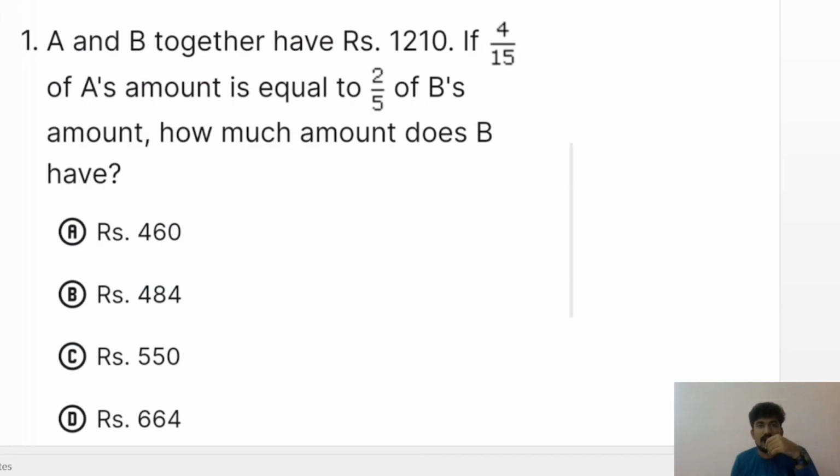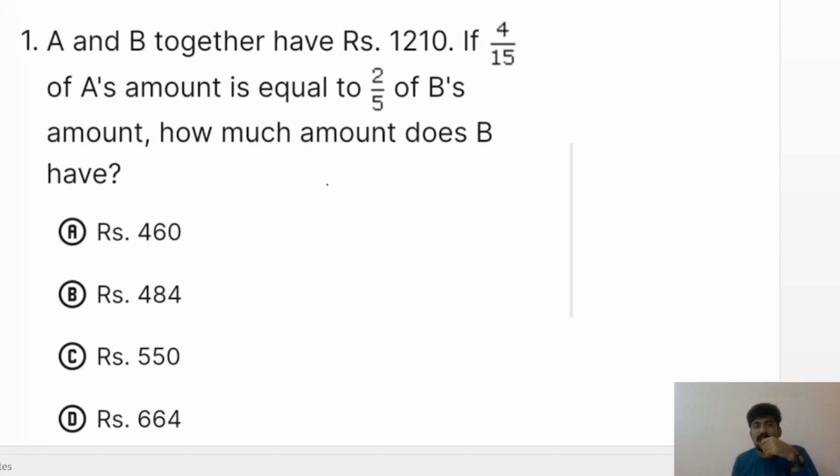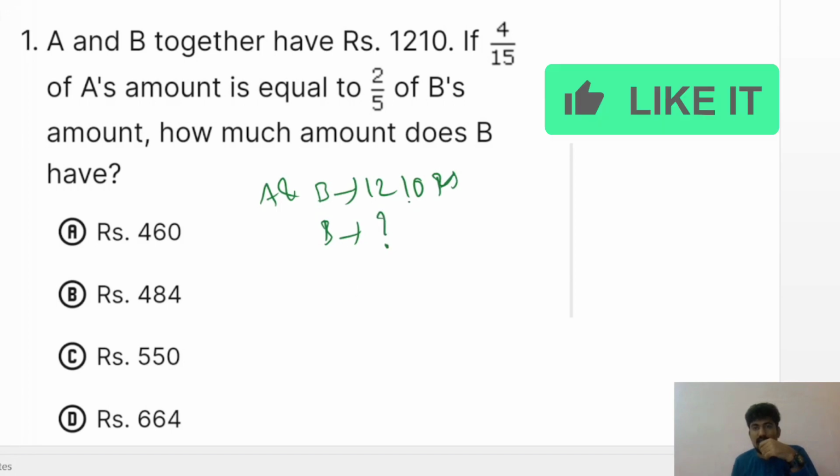A and B together have 1210 rupees. If 4 by 15 of A's amount is equal to 2 by 5 of B's amount, how much amount does B have? Here we have to find out B's amount. A and B have a total of 1210 rupees, and we have to find out B's share from the 1210 rupees.